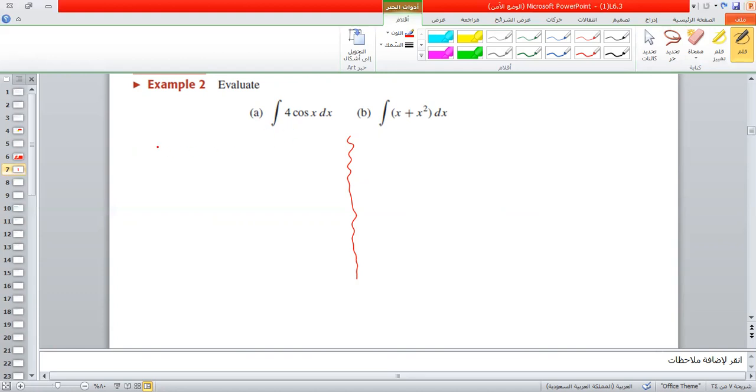Who can solve this question? Simply, 4 outside of the integral sign because it's constant, and then the integral of cosine x dx, which is 4 sine x, excellent, plus c. So you have to know now, guys, that the integral of cosine is sine.